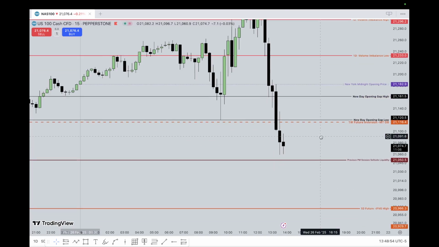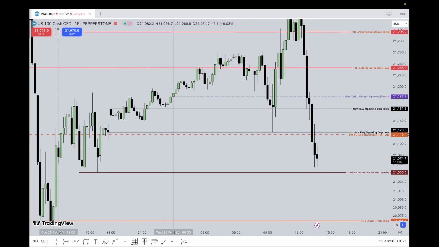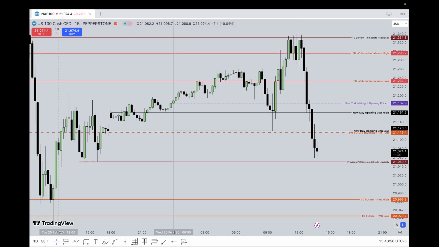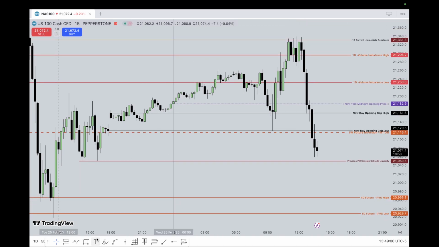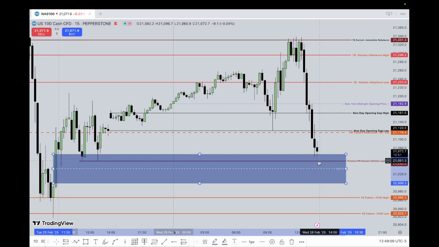So instead of this macro, if I am correct, then we can expand lower, and we're going to take on this low with speed. And if we are going to proceed into that, then this will be our main point of wanting to see resistance on a 1 minute chart.